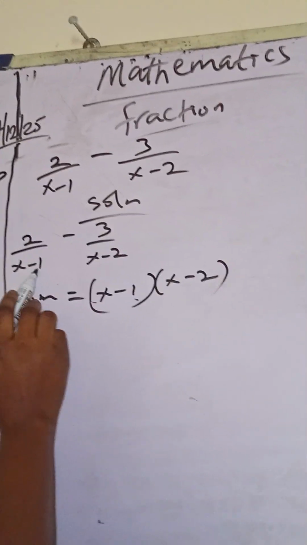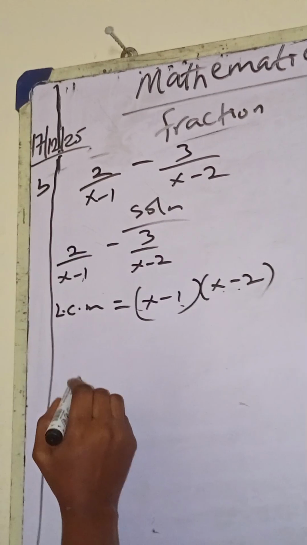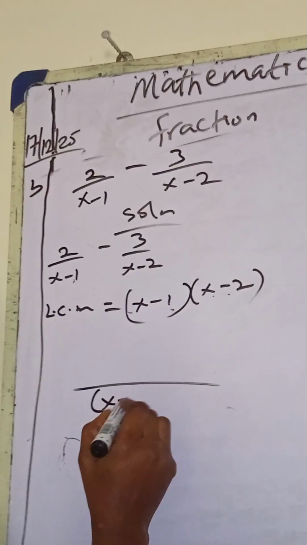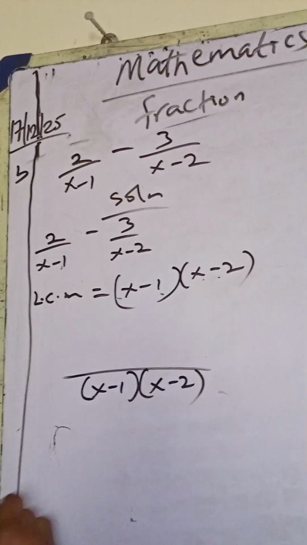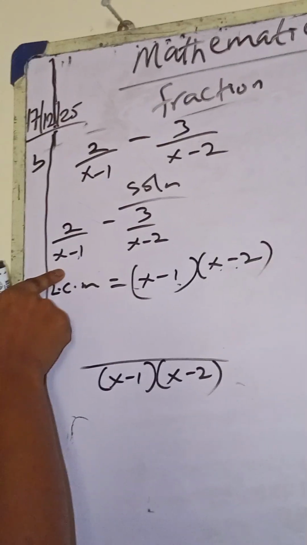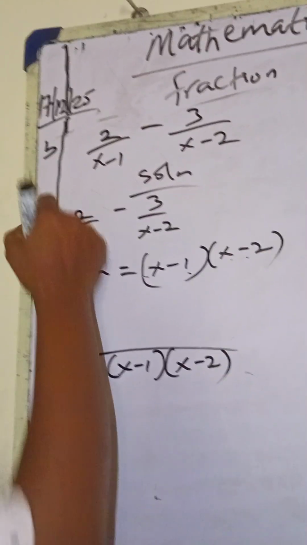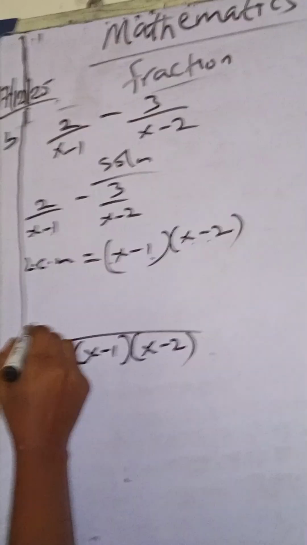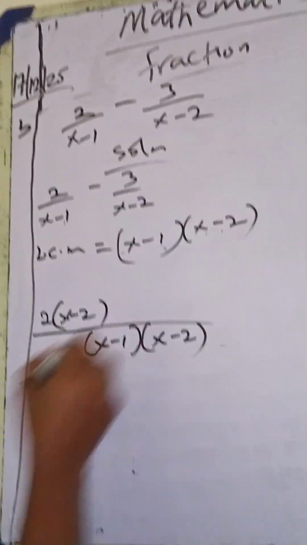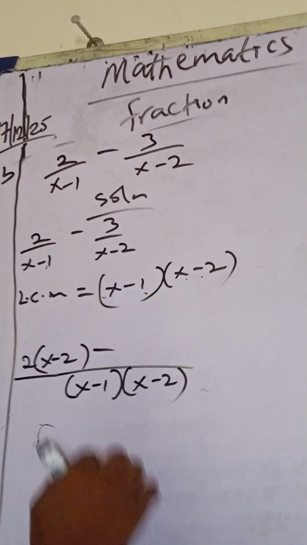So this x minus 1, we cancel this x minus 1. What is left is x minus 2. So let me put down my LCM first. X minus 1 bracket x minus 2. So use your x minus 1 to cancel this x minus 1. What is left is x minus 2. Then times your numerator. So we have this as well: 2, open bracket, x minus 2, close your bracket.